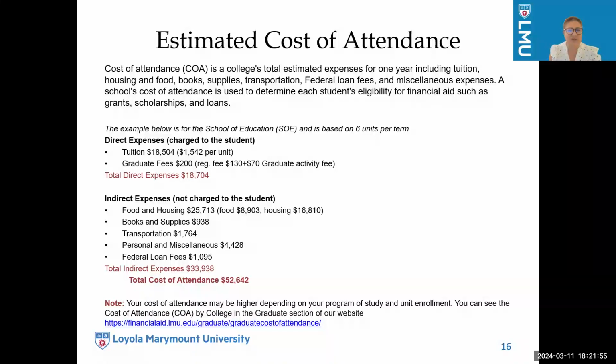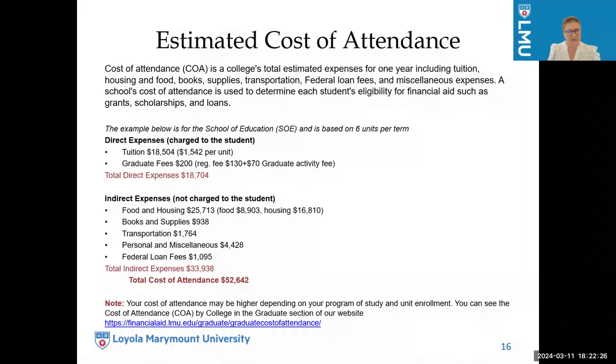So this is an example of the cost of attendance that we have on our website for a student in the School of Education, and it's based on 6 units per term. So the tuition for a student in 6 units would be $18,504. That would be for the academic year, not for 1 semester. And the graduate fees would be $200. So your total direct expenses, meaning what you would have to pay the university for your tuition for 1 academic year, are $18,704.